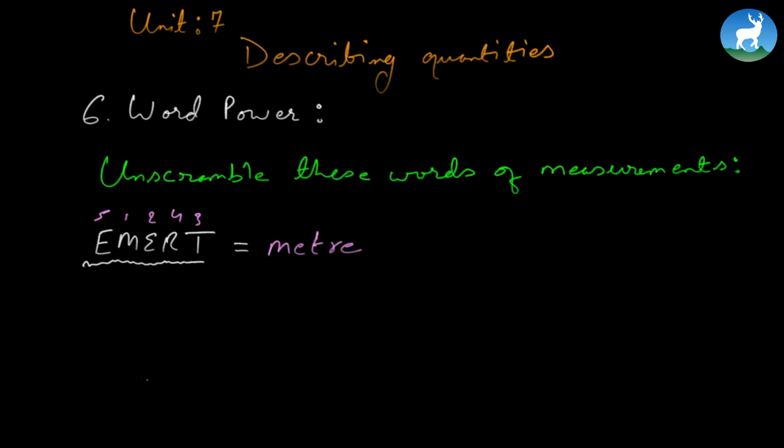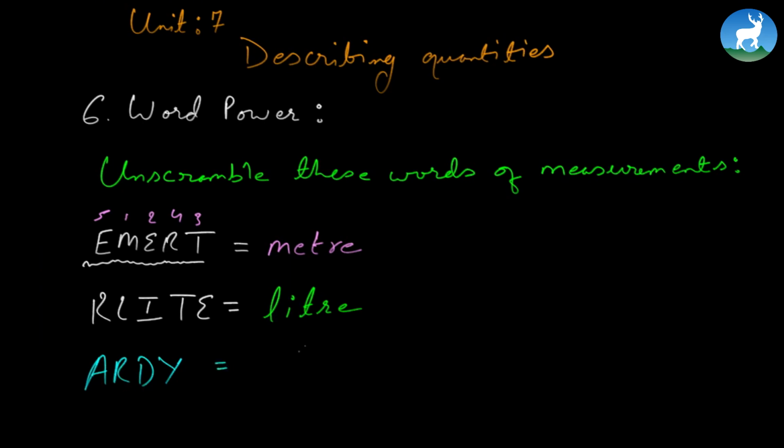Now the second one you see is R-L-I-T-E. As you write it down, it becomes L-I-T-R-E, liter. Now we go again for the next one. A-R-D-Y. Can you figure it out? If you place it as Y-A-R-D, yard. And let's go for one more, and the rest you'll have to figure out yourself.